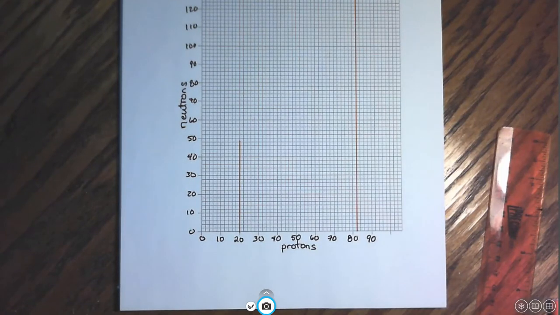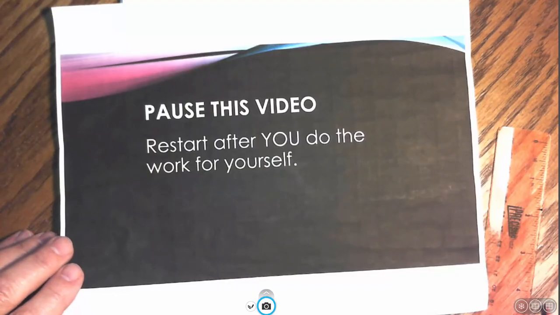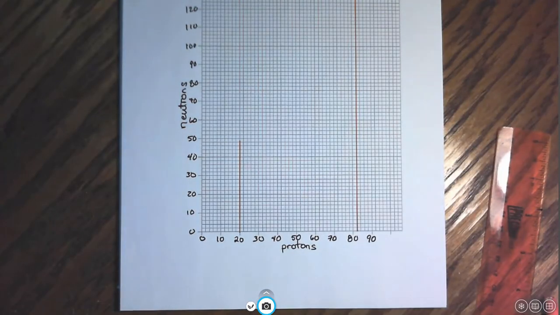The third guideline needs to be a guideline where protons equals neutrons. Listen, be careful. You don't just draw a line on here and hope it is protons equals neutrons. You have to actually plot it and make sure that protons equals neutrons on whatever your graph paper is.